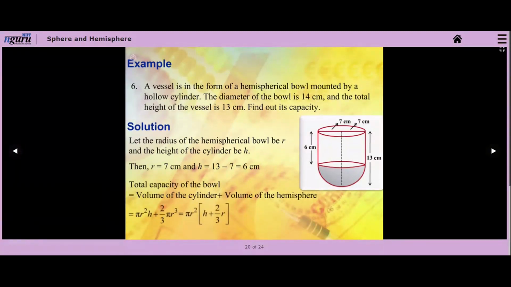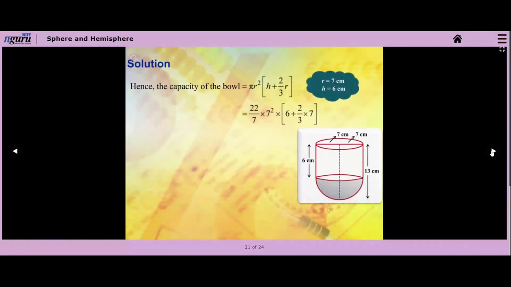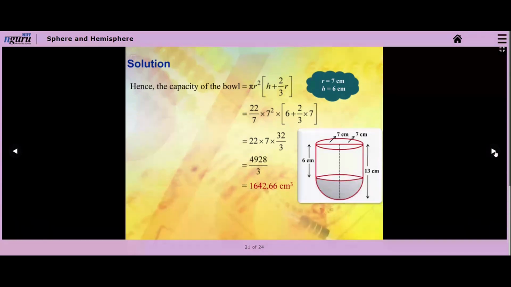We get pi r squared multiplied by h plus 2 upon 3 r. If you remove pi r squared as common factor, it is easy. Put the value of r as 7 and h as 6. On simplification, we get the total capacity of the bowl equal to 1642.66 cubic centimeters. Remove pi r squared common, then you will get h plus 2 by 3 r.